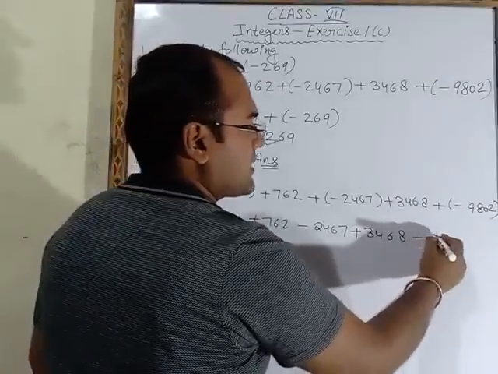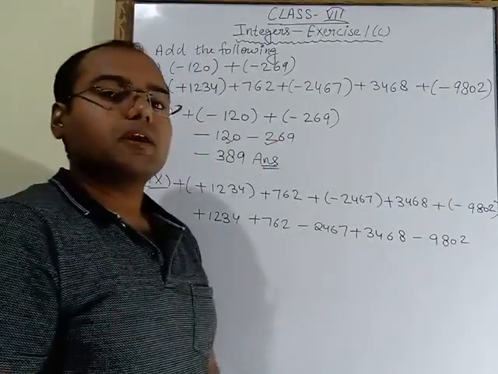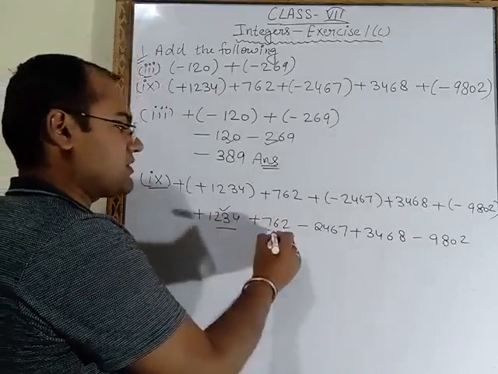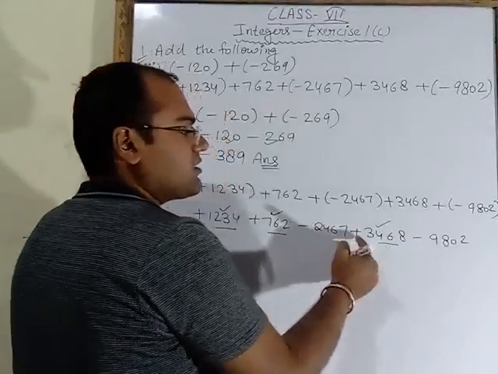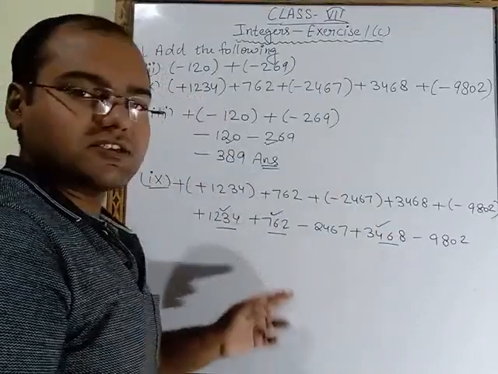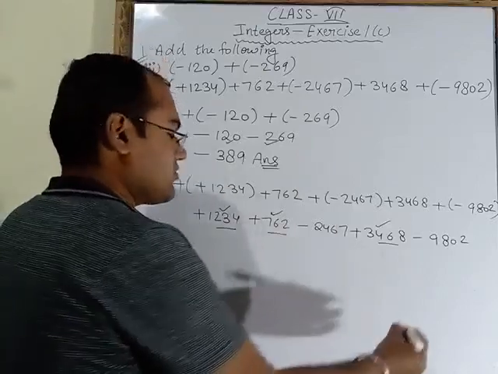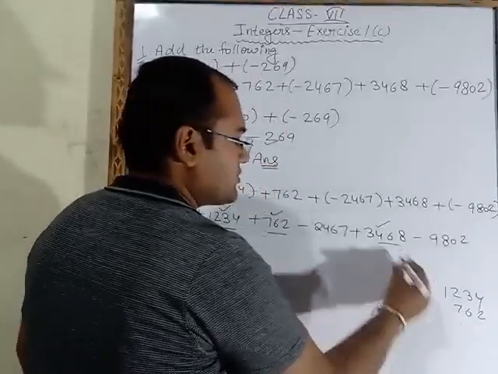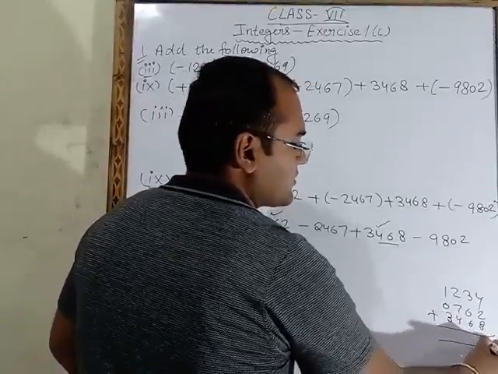Plus and minus will become minus 9802. Now after that you have to observe which numbers have a positive sign. This number has a positive sign, this number also has a positive sign, and this number also has a positive sign. So here three numbers have a positive sign, and we know that plus and plus is plus only. That's why we will add these three numbers. So in rough you have to add these three numbers, 1234, 762, then 3468.